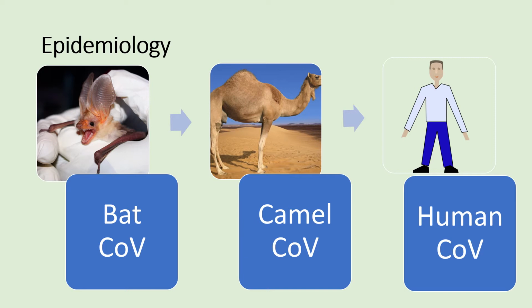Worldwide, bat species are known hosts for coronaviruses. Although MERS-CoV has not been isolated from bats, RNA segments have been identified in the Egyptian tomb bat in Saudi Arabia. Camels may have acquired the virus from bats in the distant past.